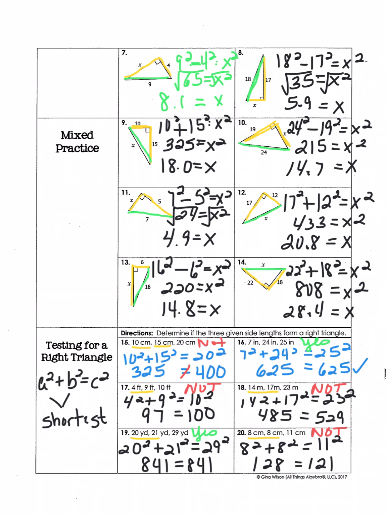So here are the correct answers. Oops, sorry, number 17 was not a right triangle. Number 18 was not a right triangle. Number 19 was a right triangle. And number 20 was not a right triangle.